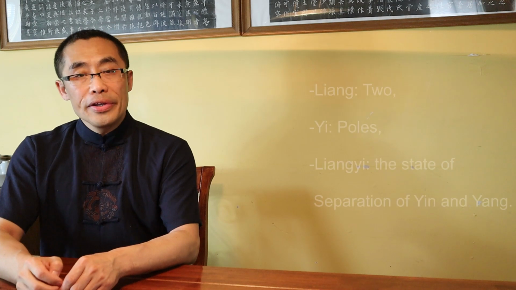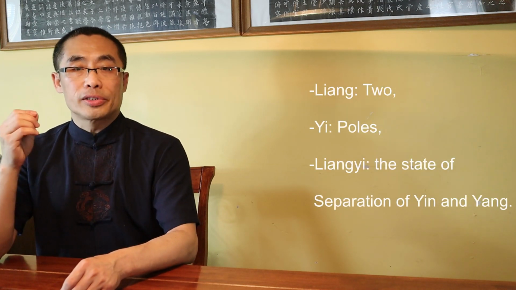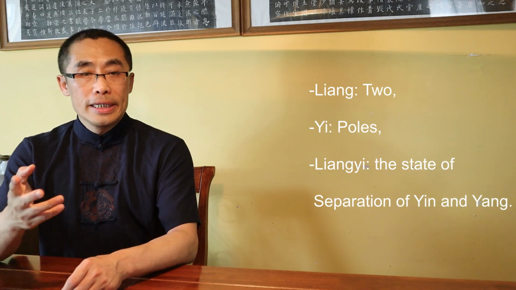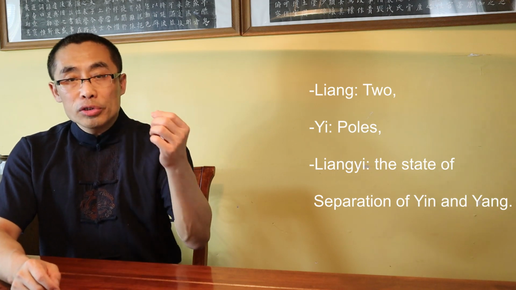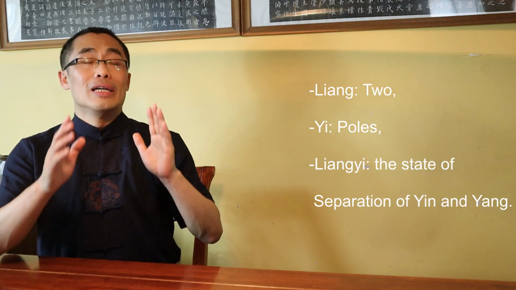Now, let's talk about Liangyi. Liangyi consists of two parts. Liang means two, Yi means poles. Together, Liangyi is the term used to describe the state of separation of yin and yang, which contrasts with Tai Chi, the union of yin and yang. The explanation of this term has the same issue as Tai Chi. Different scholars throughout history assigned different explanations to this term.